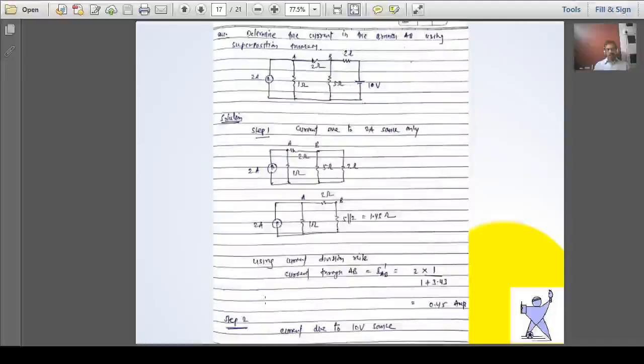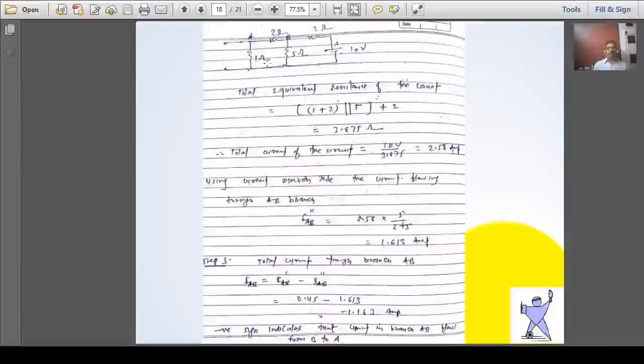Now in step 2, we'll take the 10 volt source and replace the 2 ampere source by its internal resistance. Since the internal resistance of an ideal current source is infinite, that's why we replace it by an open circuit. Now the scene is that here this open circuit doesn't mean no more.